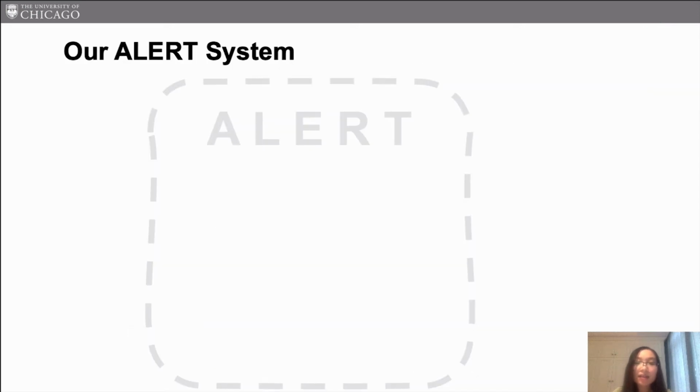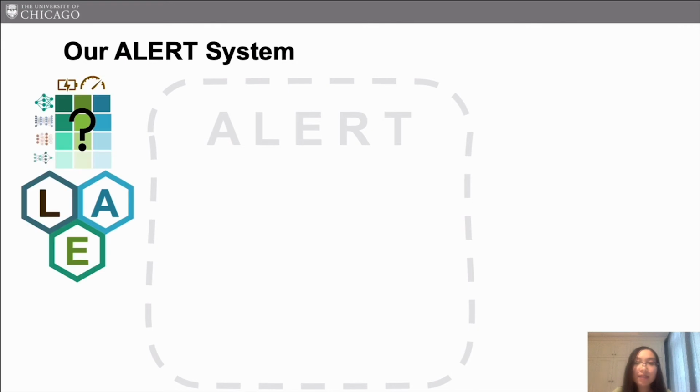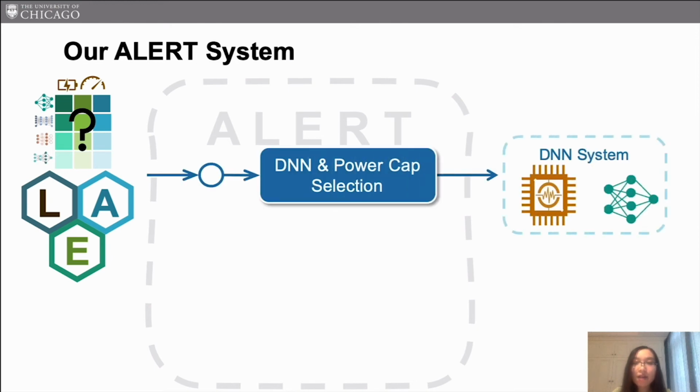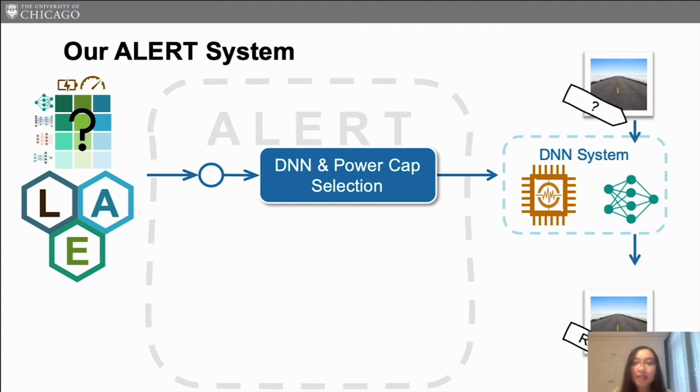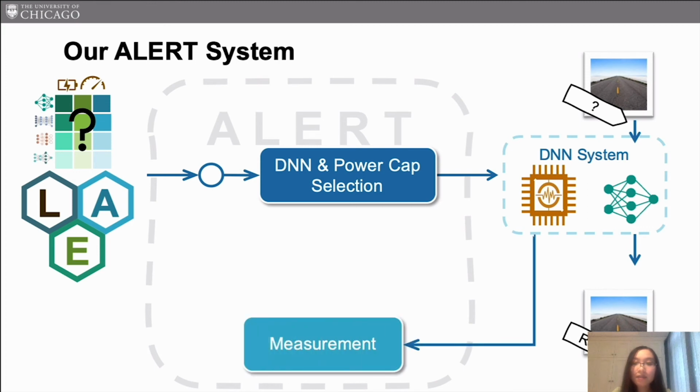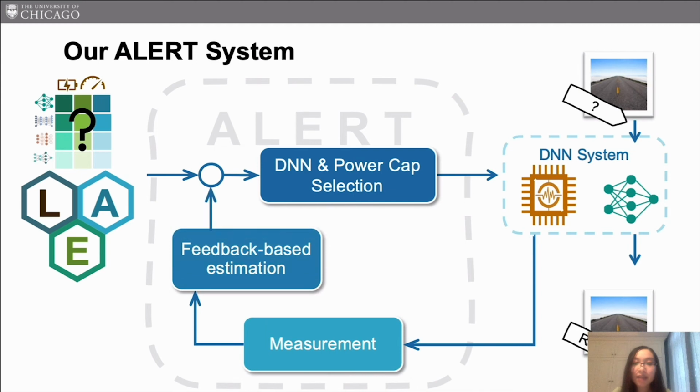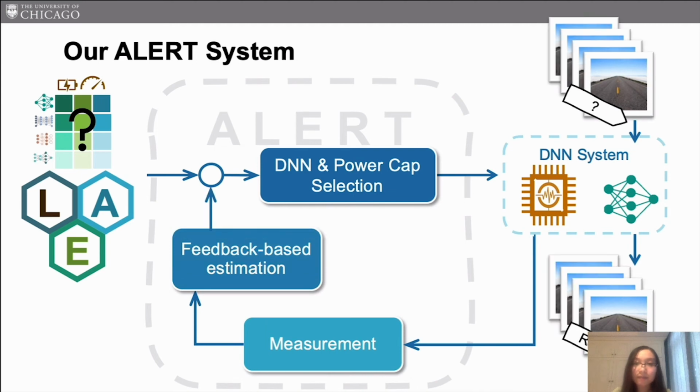Here is our Alert system. It takes the inference deadline, accuracy constraint, and energy budget as the input. It first estimates latency, accuracy, and energy for all configurations, and then picks a configuration based on the estimation and requirements. During the inference, Alert measures processing time, energy use, and computes inference accuracy. With these measurements, Alert updates the estimation model and loops again.